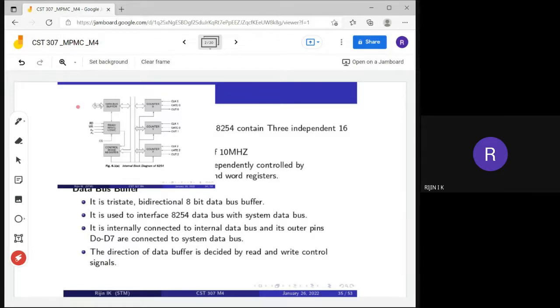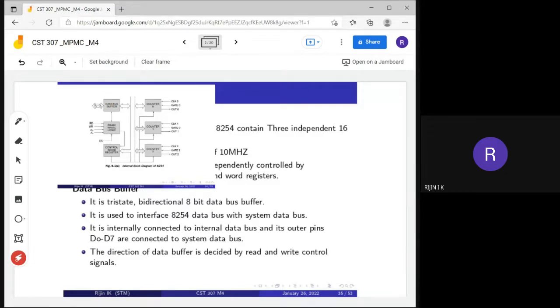All these data transfers are through this data bus buffer, and based on the control signal value, it will perform either an input operation or an output operation. That is what I have written here: the direction of the data bus buffer is decided by the read and write control signals. So that's all about the data bus buffer. These are the points you need to remember.